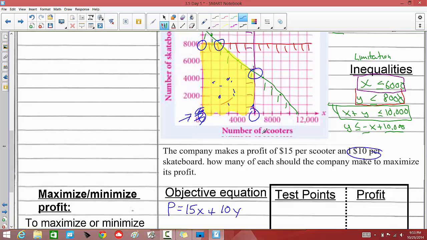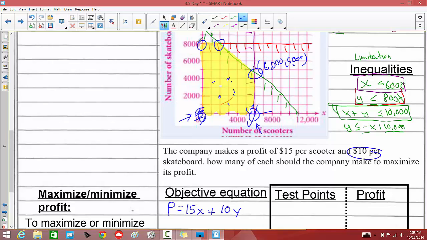Now let's take a look at this one. What about this point right here where we sell 6,000 scooters and no skateboards? Some people might say, yes, we should test that point. But look at this point right over here. This point you sell 6,000 scooters just like this one, but you also sell 5,000 skateboards, right? So wouldn't it make sense that this point right here would make more profit than this one right here? Totally would, right? So we're not going to test that one.